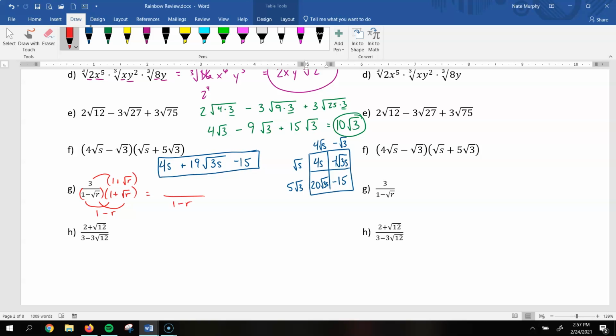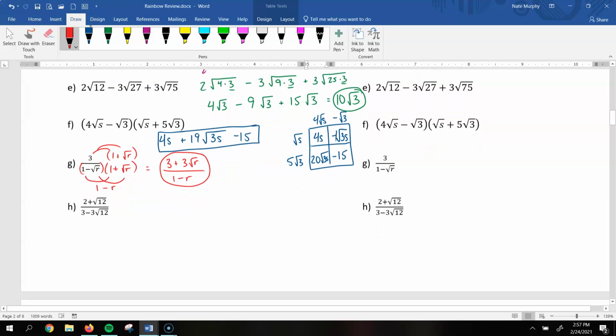Now our numerator, we just distribute the 3 through, so we'd have 3 plus 3 square root of r. We can't put that 3 with the r, because the 3 is not under a radical where the r is. So we would just have it as 3 times the square root of r. And that would be your final answer for letter G. There's nothing more we can do with that one.